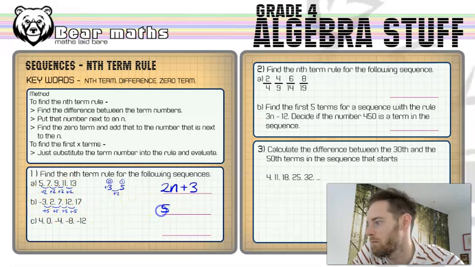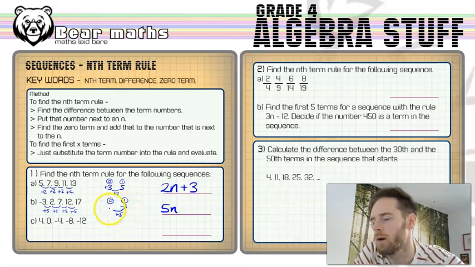So it's just 5n, the 5 times table, but the difference between it. So we're going to find the zero term. Our first term is minus 3. The zero term is the term before it. I would have had to have added 5. So something plus 5 is minus 3. So I'm going to take away 5 from minus 3.